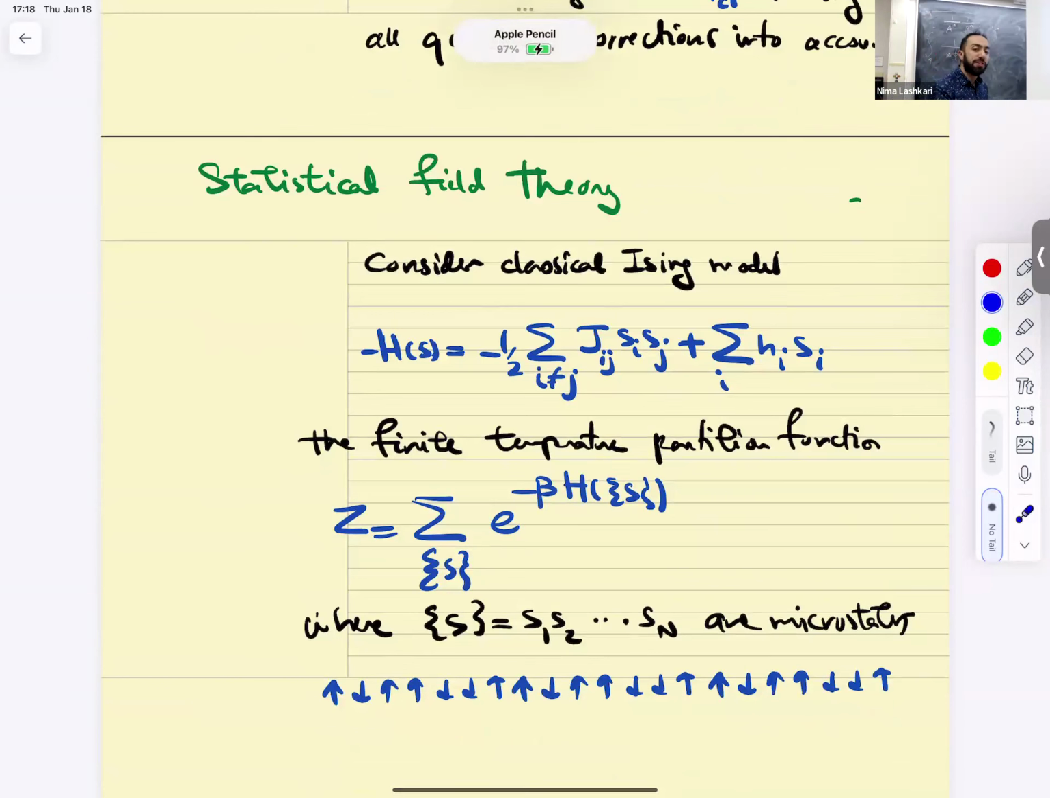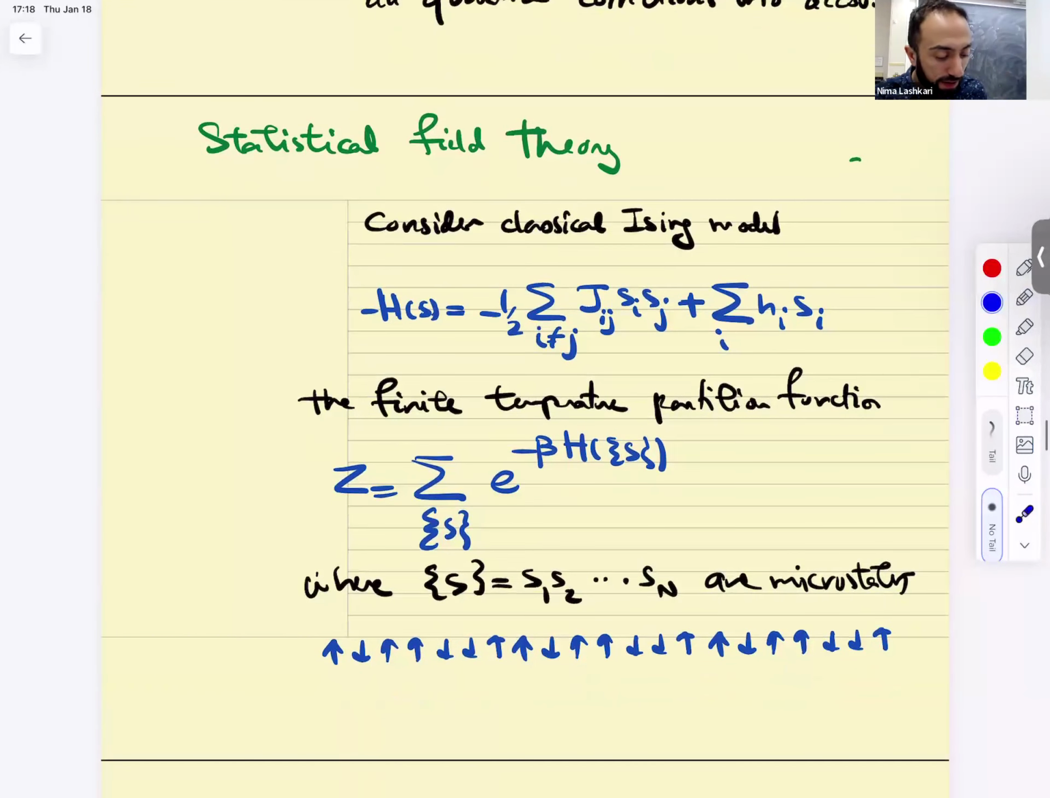Let's do a little bit of detour to statistical field theory. This is classical finite temperature physics. I'm going to tell you that you already know about effective actions. You've already done this before. Consider the classical Ising model, where there are Ising variables S that take values plus or minus 1. For example, you can have nearest neighbor interactions and on-site terms in the Hamiltonian, and this is the Hamiltonian.